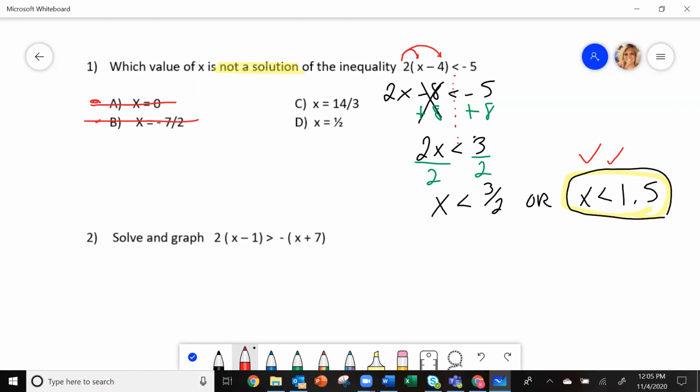Now, this says 14 divided by 3. So I'm looking at letter C. If I go in my handy dandy calculator, and I'm just using my phone one, and do 14 divided by 3, it gives me 4.6 repeating. Is that smaller than 1.5? No, it is not. Sorry, why did I cross that out? It is not smaller than 1.5. This was 4.6 repeating. That means it is not a solution. And the other one was 1/2, which is 0.5, and 0.5 is less than 1.5. So you should have gotten C for your answer.